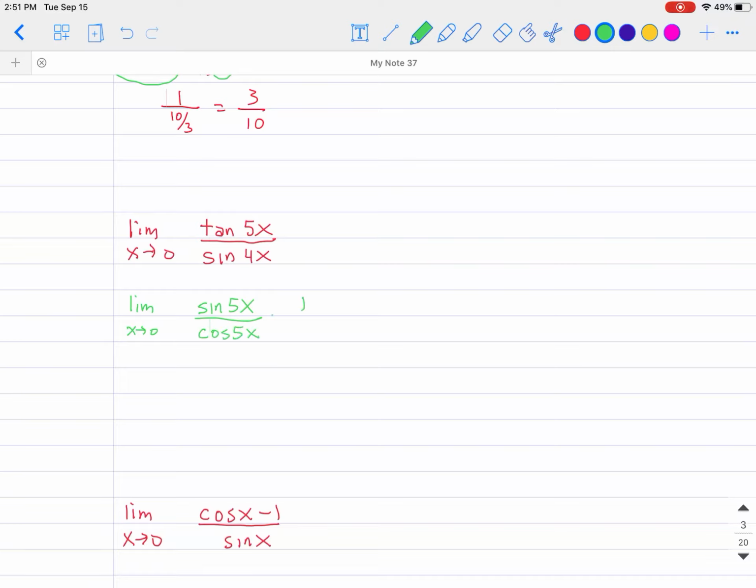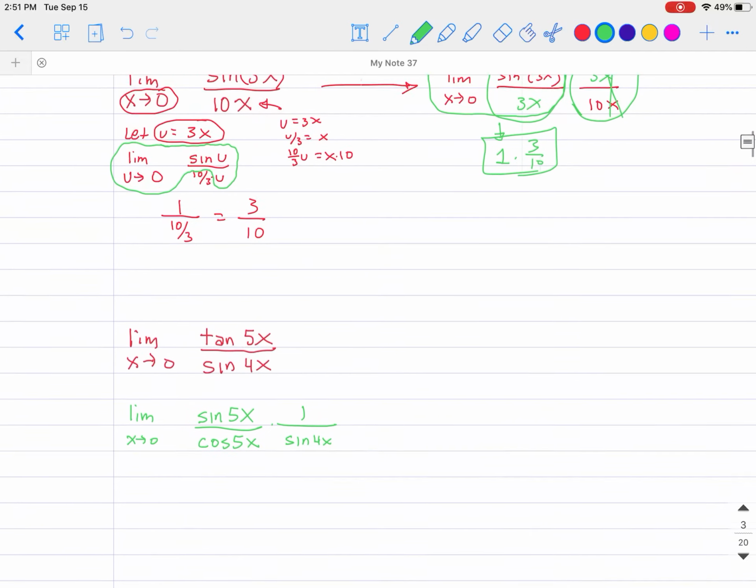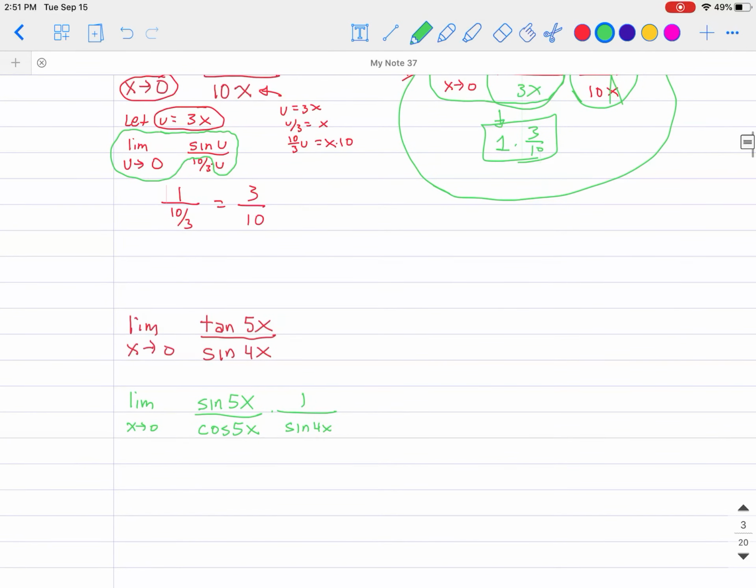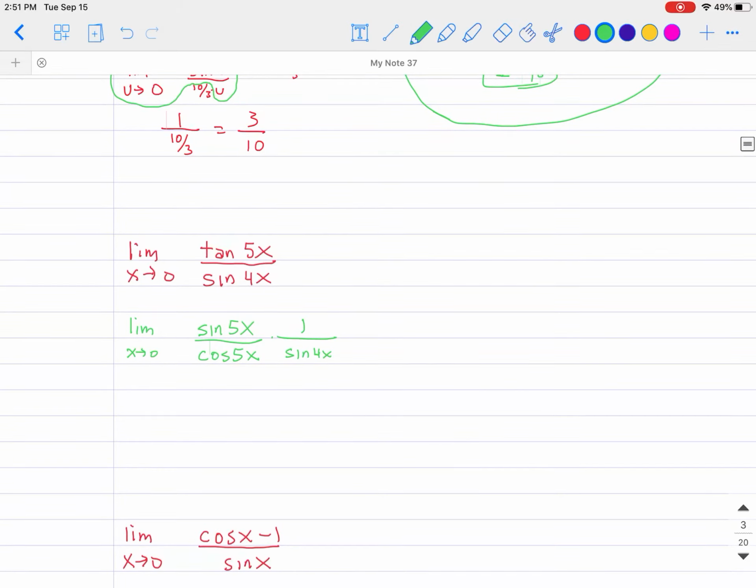I have sine of 5x on the top, and then we have cosine of 5x on the bottom, and then we also have 1 over sine of 4x over there. Now, if you like this method over here of what I did on the right, let's go by that because I think we have something to work with. Here's what I'll do. I'm going to take everything that has sine and input something that is going to allow me to get that limit of 1.